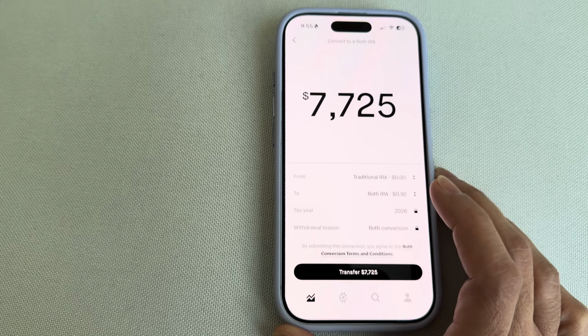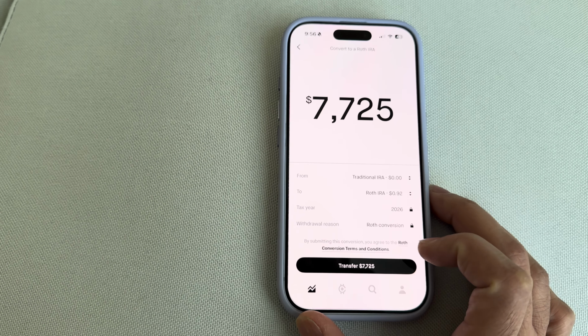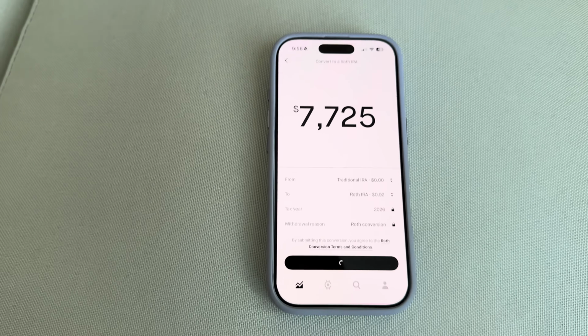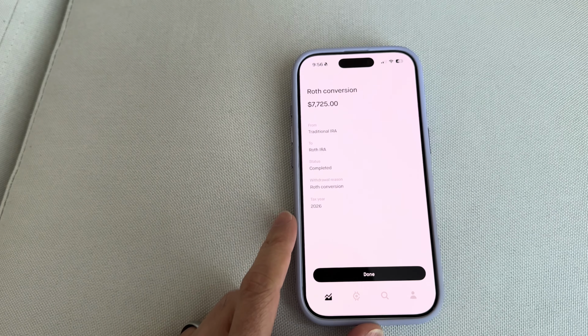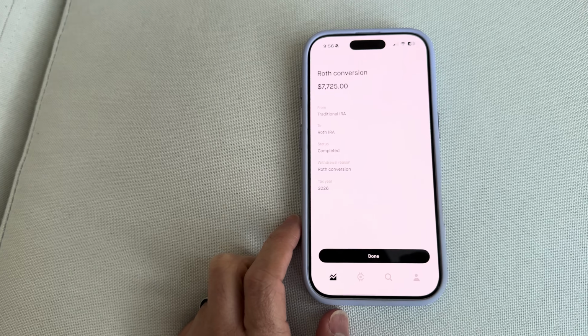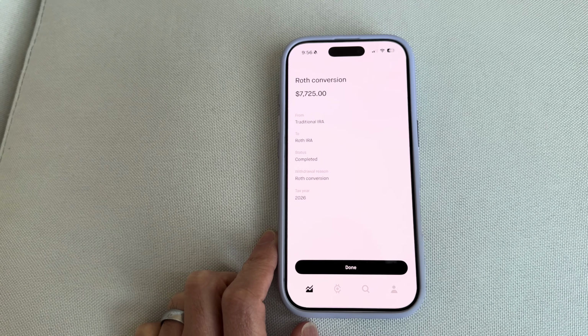So we're going to go ahead and convert the entire amount, and it's going to automatically pick your Roth IRA and then transfer, and it's instantaneous essentially. So that's it. The Roth conversion is done. And now when they give you the tax document for the next year, because this is for 2026, it'll have no taxation of this amount.